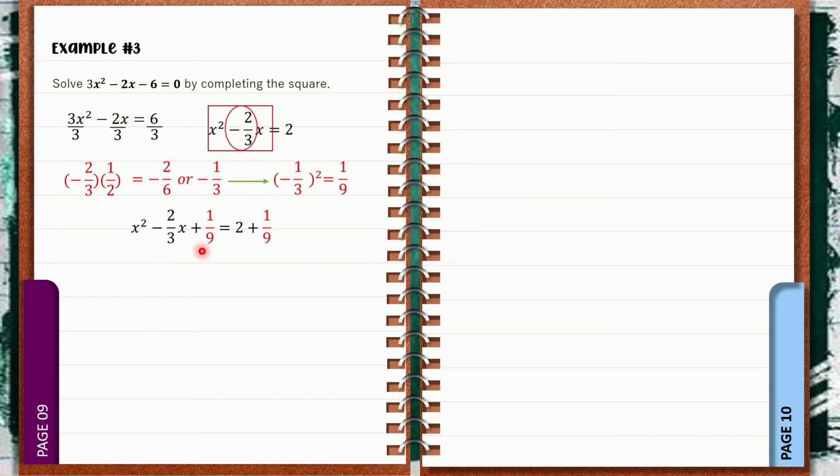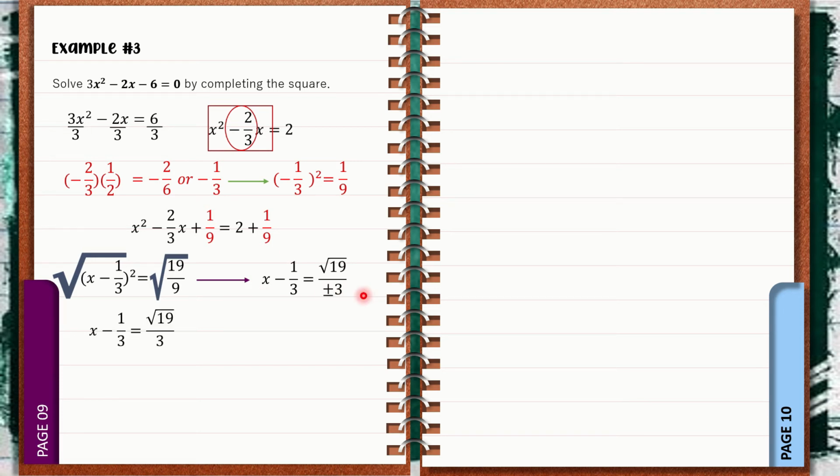This time, let us factor the left side and simplify the right side. So, we have the square of x minus 1/3 is equal to 19 over 9. Extract the roots for both sides. We have x minus 1/3 is equal to plus or minus the square root of 19 over 3. So let us get the value of x by having x minus 1/3 is equal to the square root of 19 over 3, and x minus 1/3 is equal to negative square root of 19 over 3.